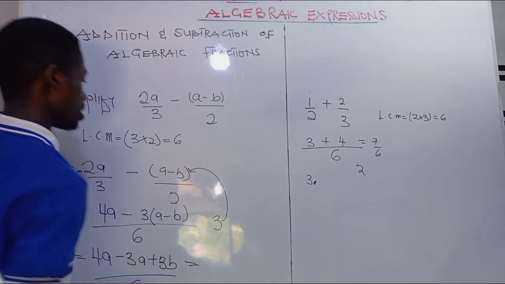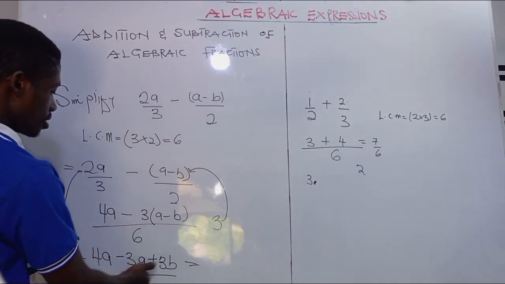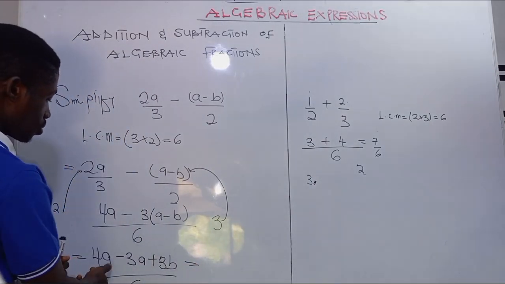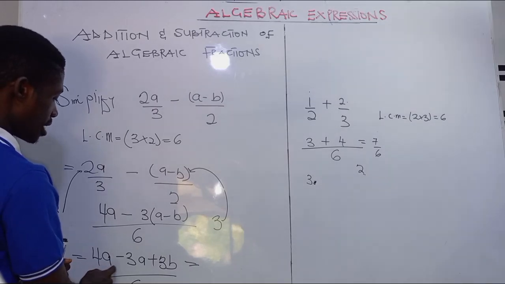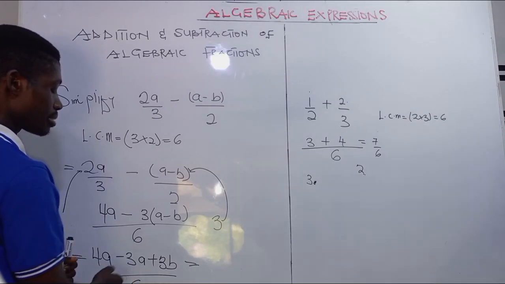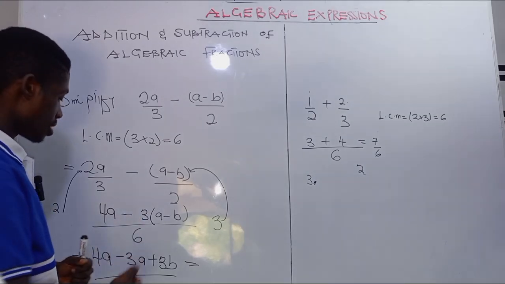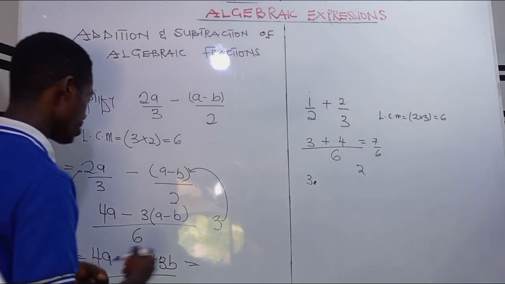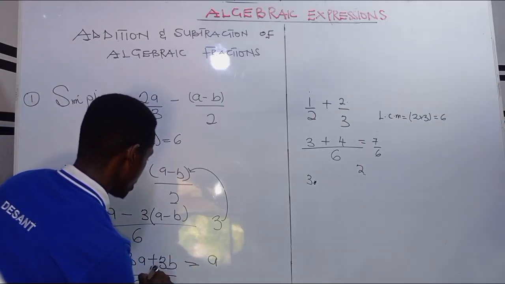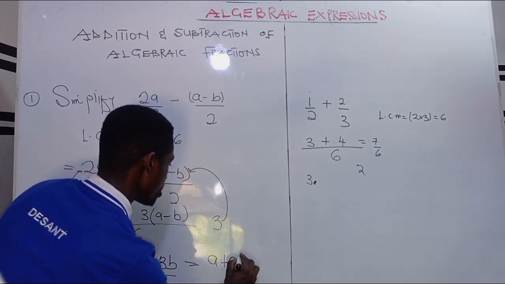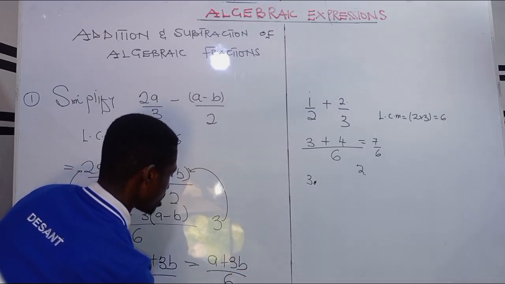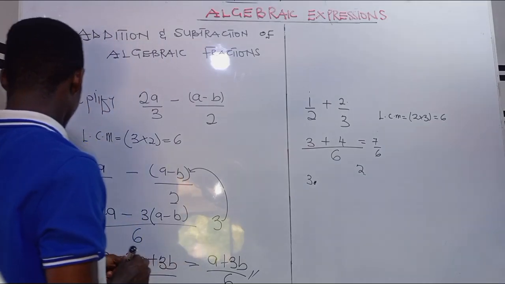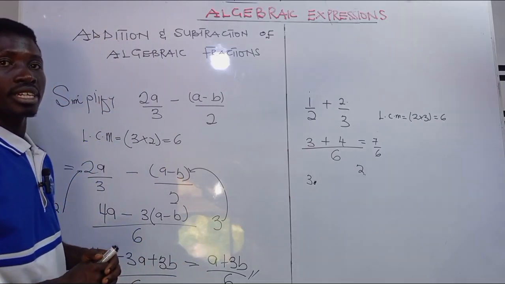Let's continue from here. So we have to simplify. So we have to group like terms. We have 4a and then 3a. So these two terms are like terms, so we can subtract them. So 4a minus 3a will give us a. And then we have plus 3b all over 6. Very, very easy.